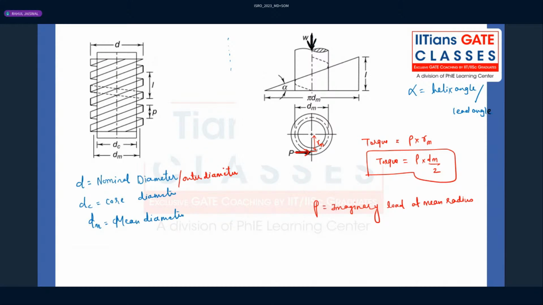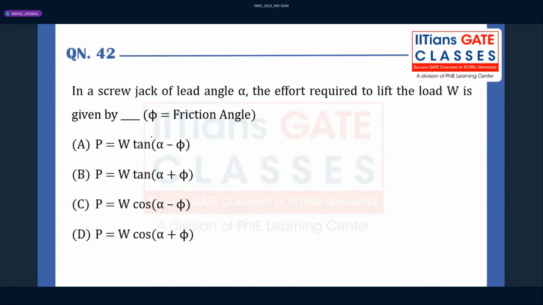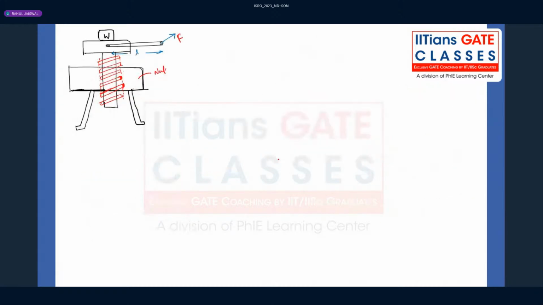So now you should focus that actually P we are not applying. We are just doing it for our analysis purpose. Now we have to calculate P in terms of W, and that is what they have asked in this particular question. How much effort will be required to lift the load W? Phi is the friction angle, and the lead angle or helix angle they have given as alpha.